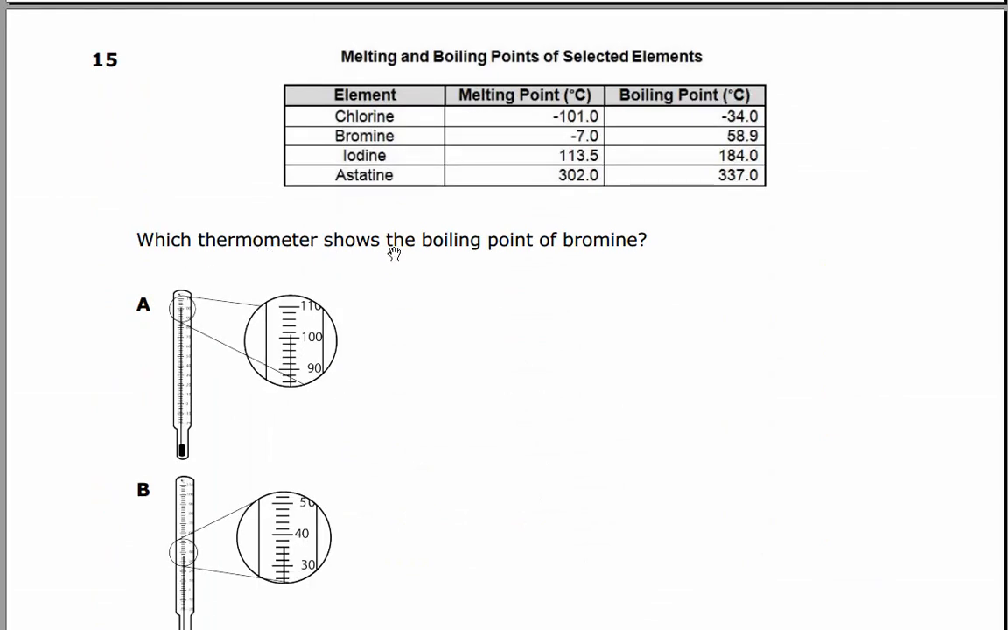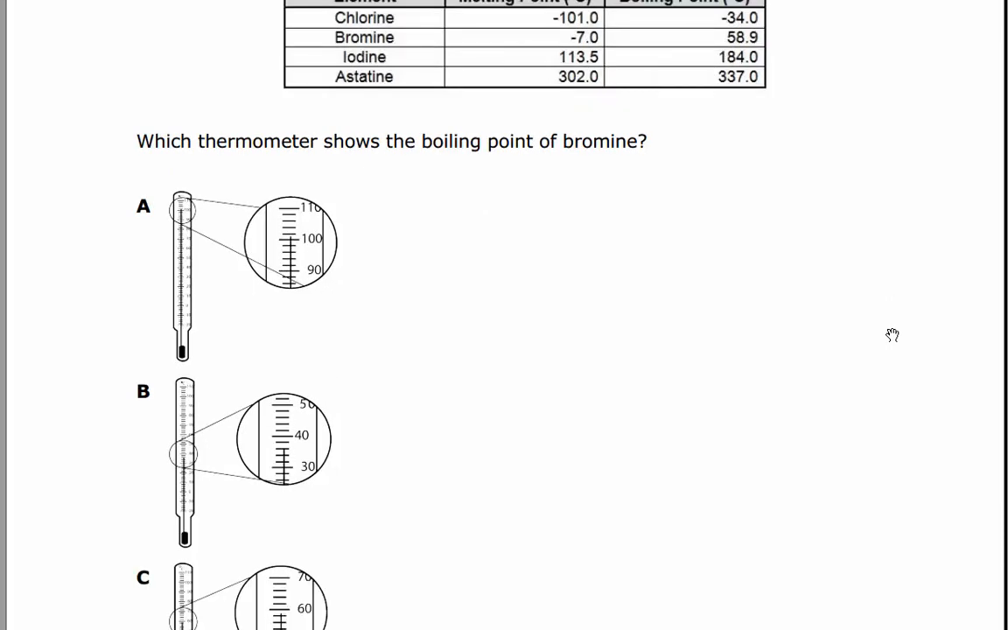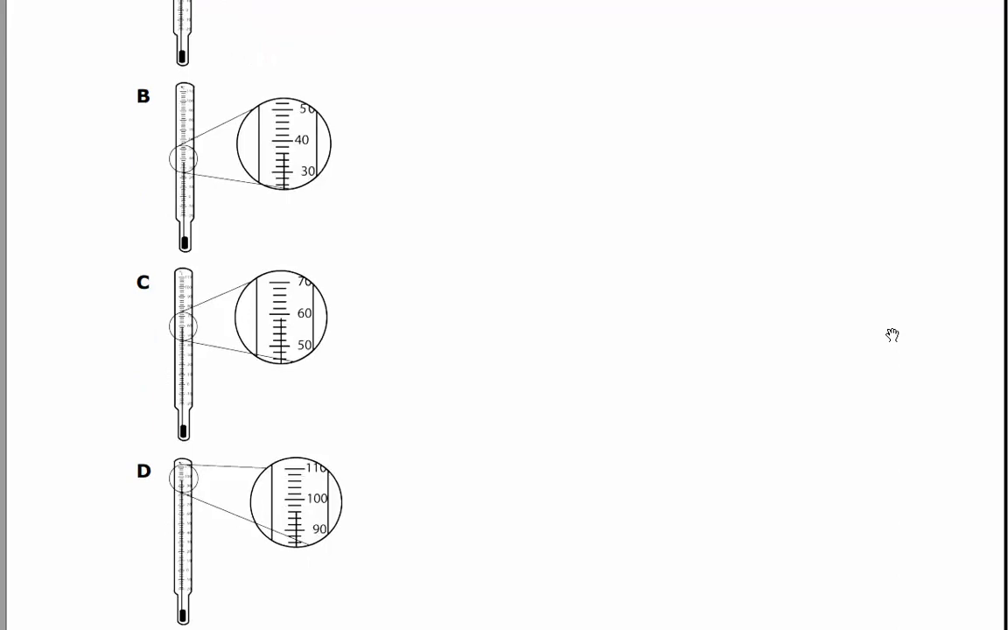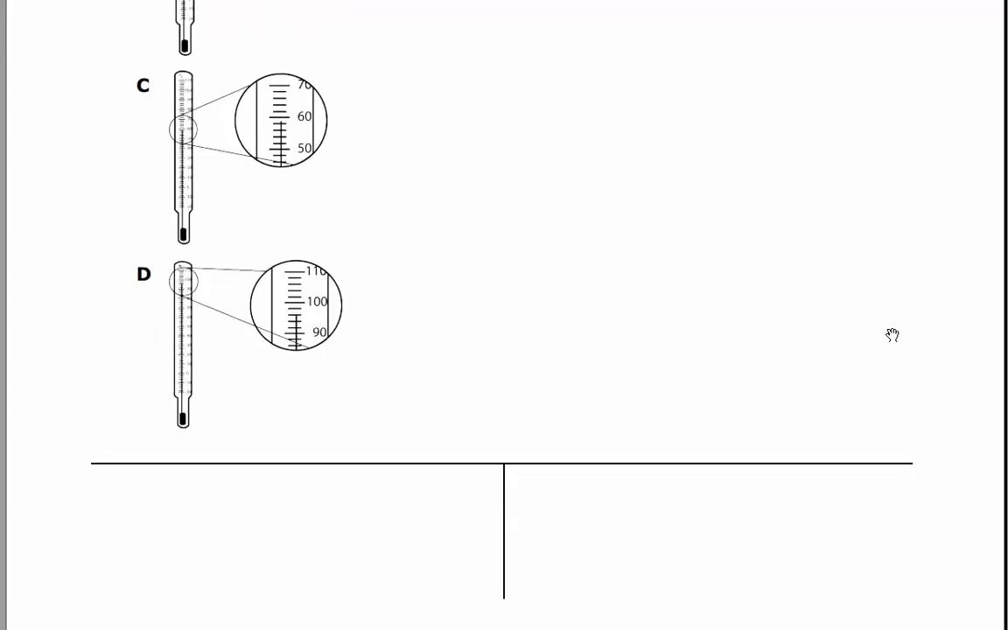Which thermometer shows the boiling point of bromine? We've got chlorine, bromine, iodine, and astatine. Which thermometer shows the boiling point of bromine? Is it A, B, C, or D?